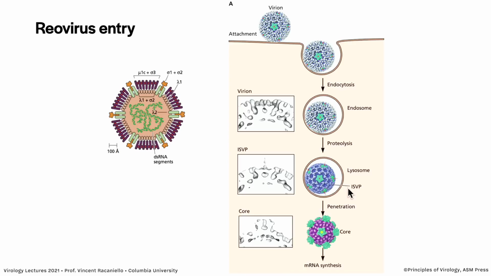This particle, called an ISVP, is hydrophobic. It actually can penetrate its way right out of the endosome into the cytosol. So now it's a core particle with just the turrets and the inner shell, and that's as far as it goes. The RNAs are made inside of it, and they come out in a process we'll see next time.